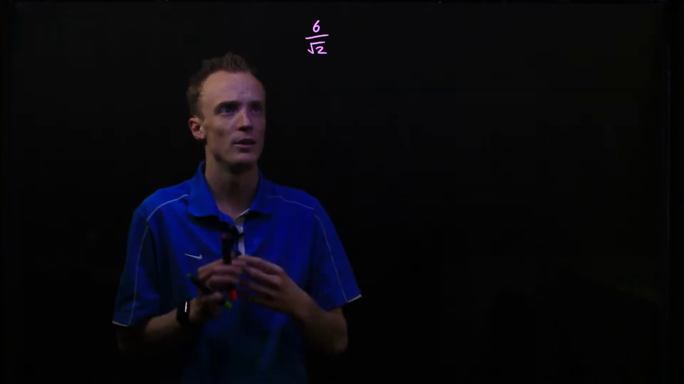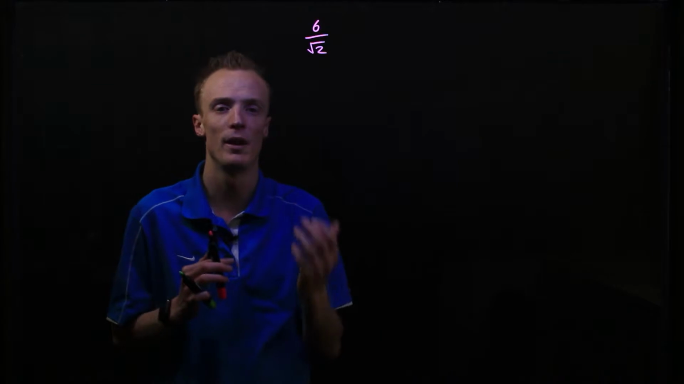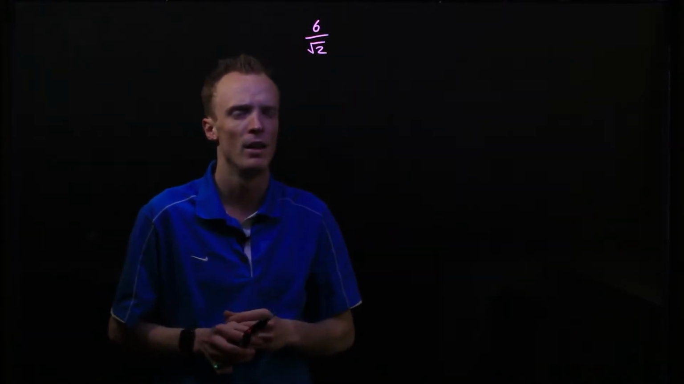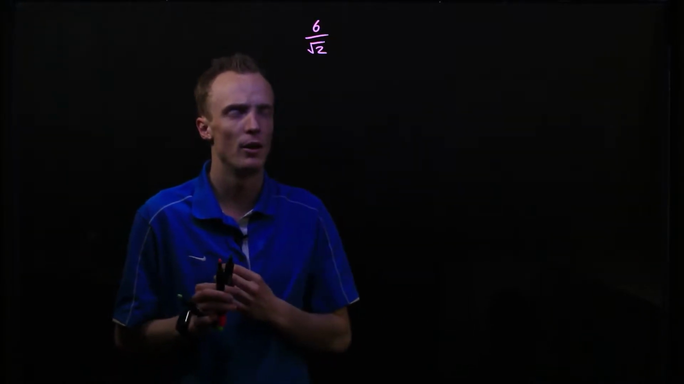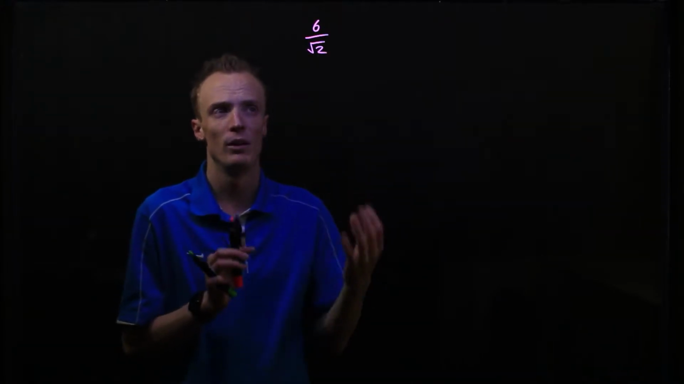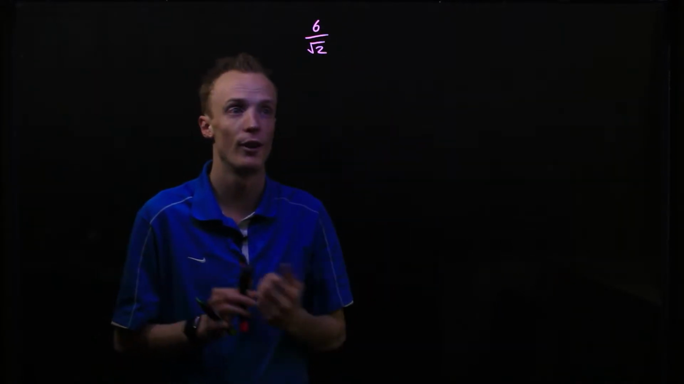So we somehow need to manipulate this fraction here so we don't have a surd on the denominator, but to keep the value of this fraction the same. So what that essentially means is we need to somehow manipulate this by only multiplying by 1 or dividing by 1, because if we do anything else, that will change the value of this fraction.